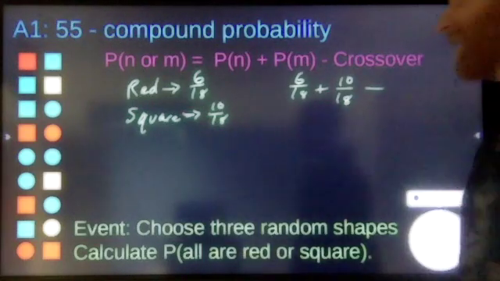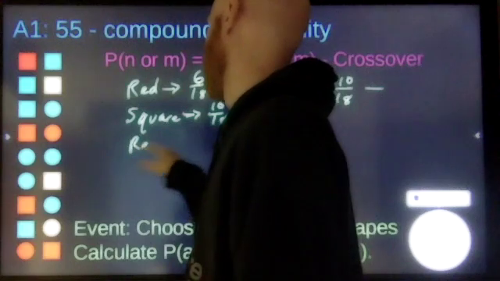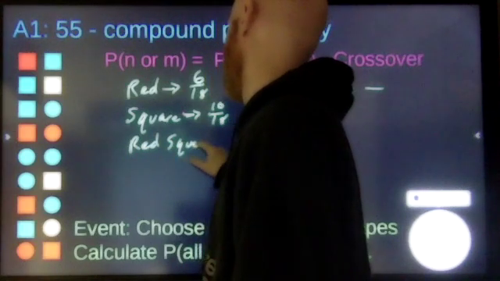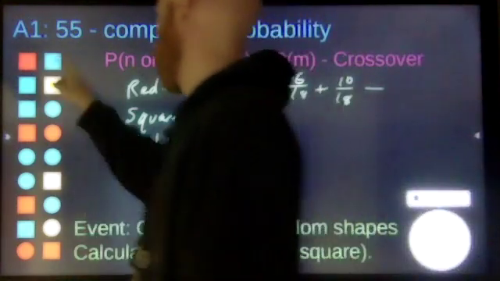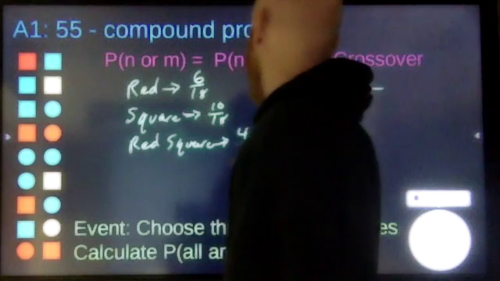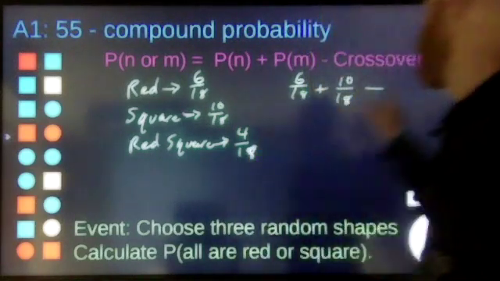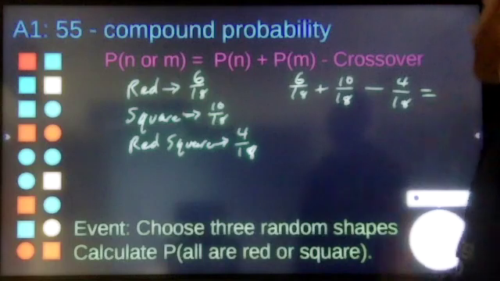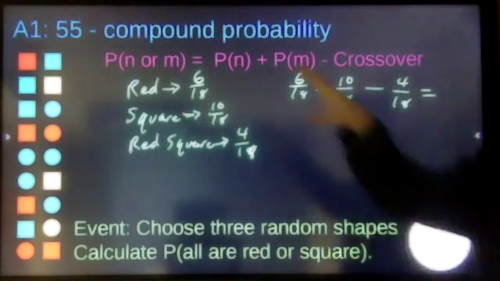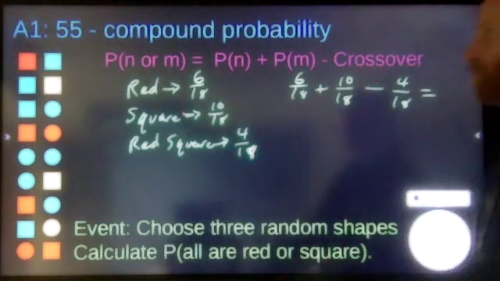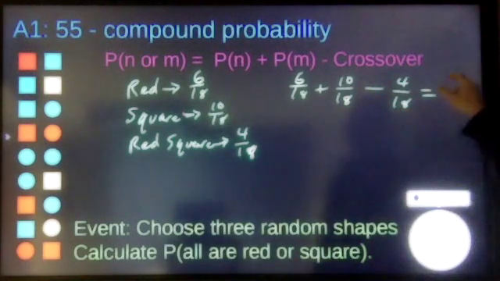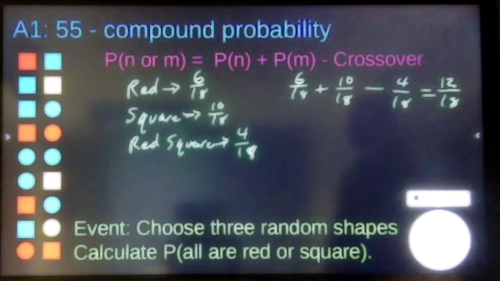So I'm also going to need to figure out what's the probability of taking a red square out of this set. And that will be 1, 2, 3, 4 18ths that I need to subtract. So all together, the probability of taking a piece that is either red or square or both is 12/18. All right, 2/3 of the shapes, 66% are either red or square.